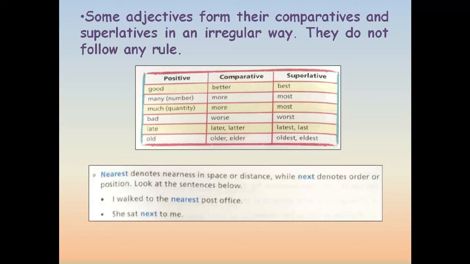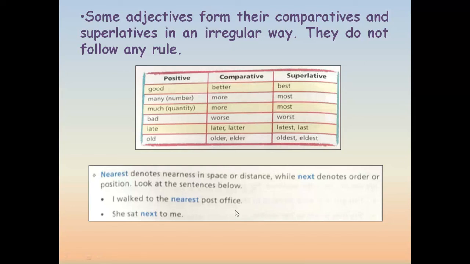Nearest denotes nearness in space or distance, while next denotes order or position. So when I say nearest, I talk about the distance. This is the nearest shop to my house, so it is near in terms of position. If I say let's move to the next chapter, I'm talking about the next chapter in order. There is no distance in that case.